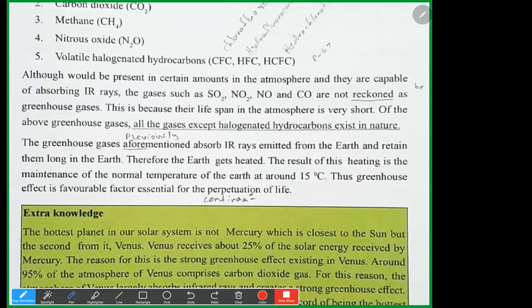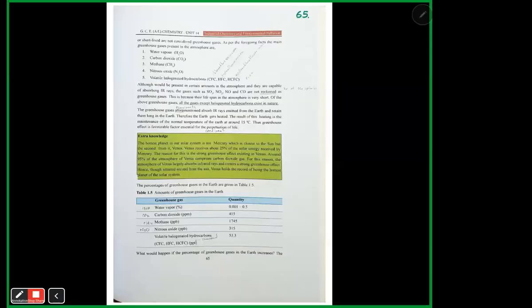The result of this heating is the maintenance of the normal temperature of the Earth around 15 degrees Celsius, which is really beneficial. Thus, the greenhouse effect is a favorable factor essential for the perpetuation of life, continuation of life. But why is this harmful?